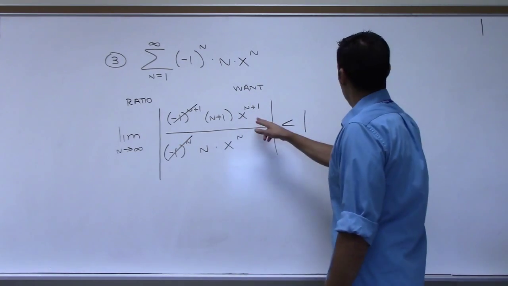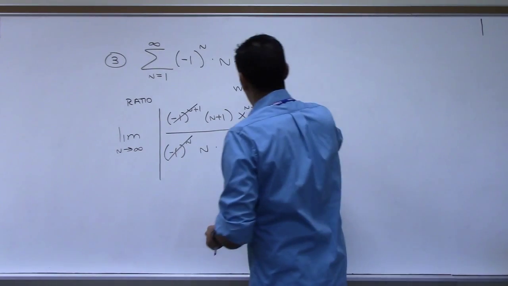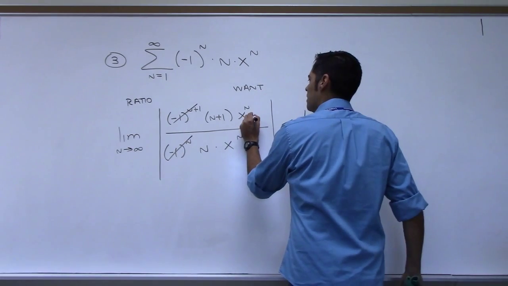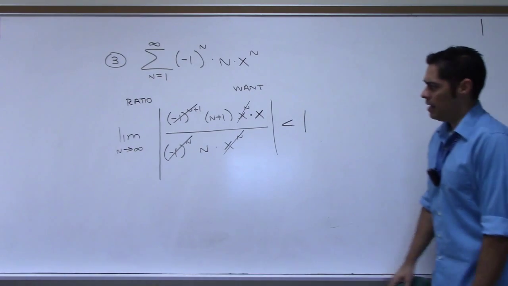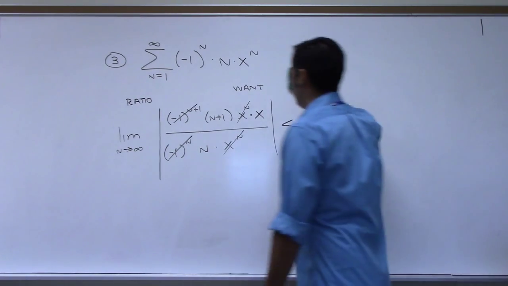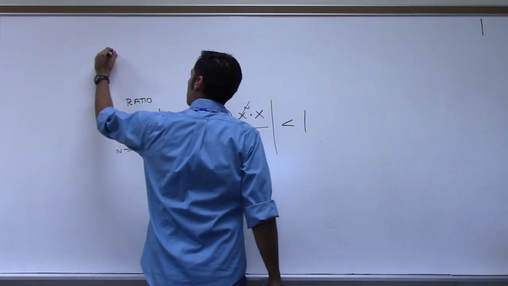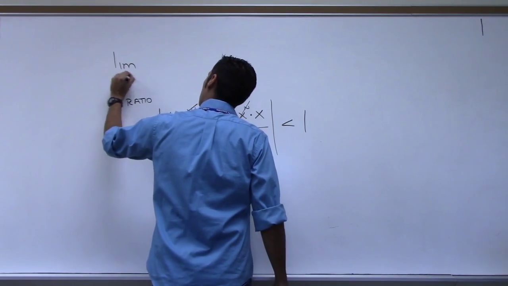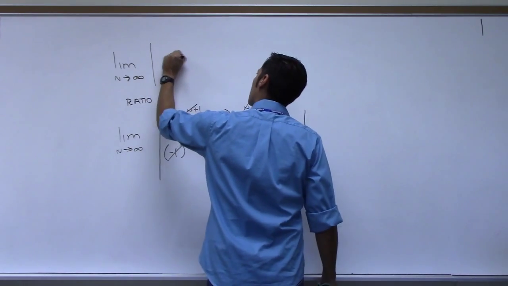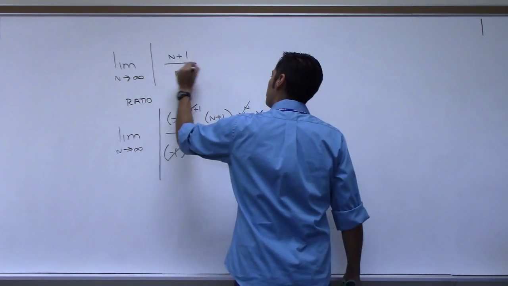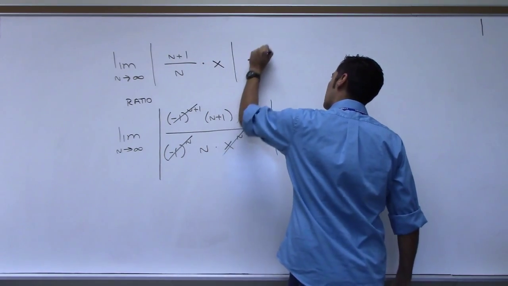I can rewrite my x to the n plus 1 as x to the n times x. And that allows me to cancel out these x to the n's. So what I have now is the limit as n goes to infinity, the absolute value, I have an n plus 1 on top over n on the bottom. And notice I'm separating all of that from the x factor, which is here. I want that to be less than 1.